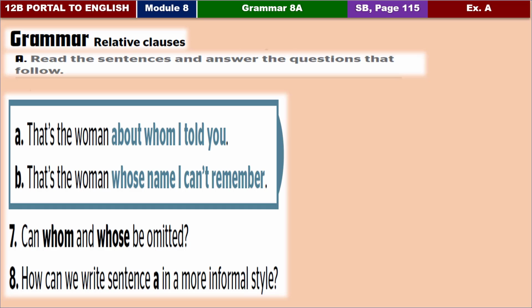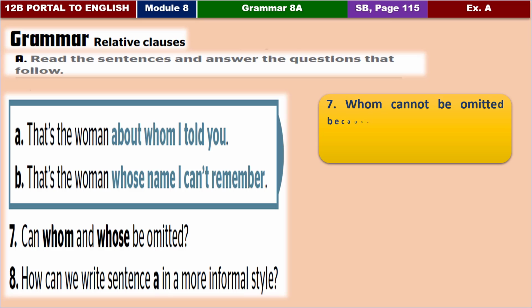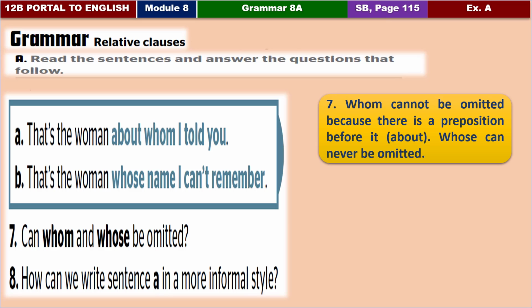Number 7. Can whom and whose be omitted? Whom cannot be omitted because there is a preposition before it. Read the sentence again. The woman about whom. So when you have about, with, to before whom, you can never omit whom.